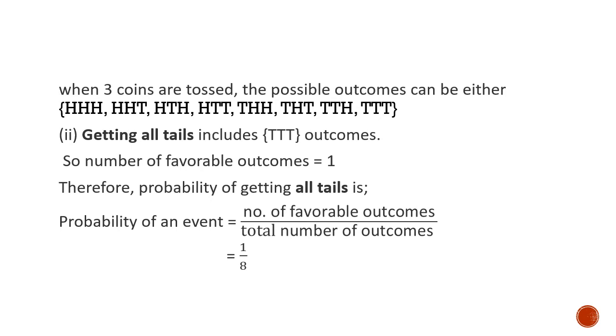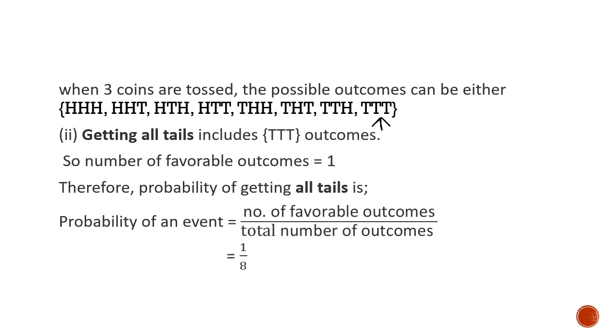We want only tails. Getting all tails includes getting all tails. All the 3 of them should be tails. So there would be only one possibility, which is T, T and T. In all of the others, we have a combination of H and T. It can be only one, that in all the 3 coins we get tails.